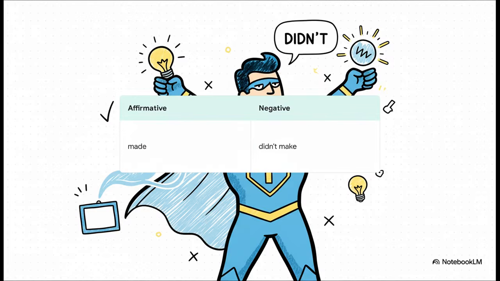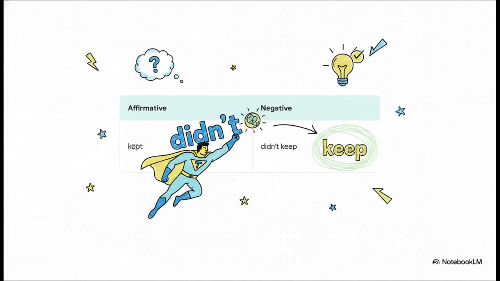Okay, this is the magic moment. Watch this. I made a cake turns into I didn't make a cake. See what happened there? Made gets to change out of its past tense costume and just be make again. Why? Because didn't is doing all the heavy lifting. Let's do another one. She kept the secrets becomes she didn't keep the secrets. You seeing the pattern now? Kept just goes right back to being keep. Our super helper has it covered.